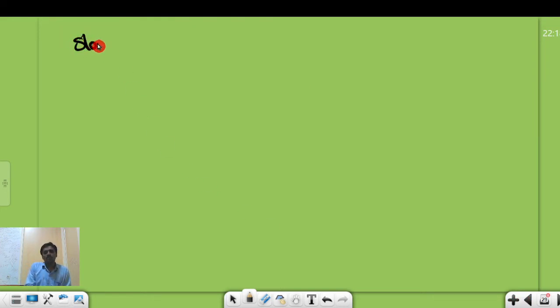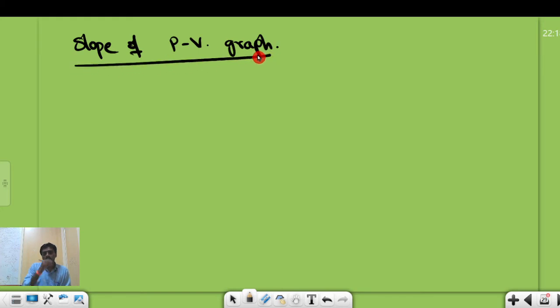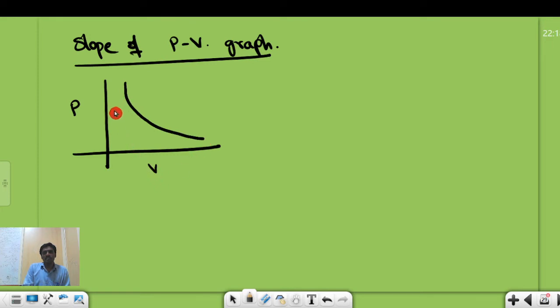Let me go to the slope of the PV graph. Once again I am drawing the PV graph here, with pressure and volume. The graph shape is like this. We need to find this slope. A tangent is drawn here, and this is theta. So we need to find this slope. How can we find out this value?